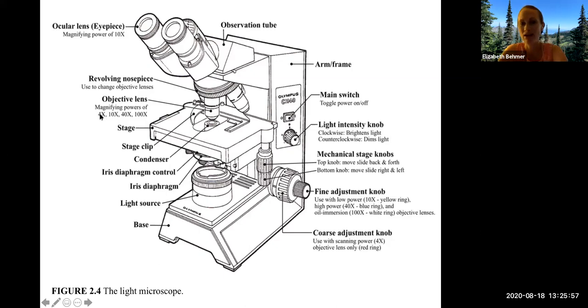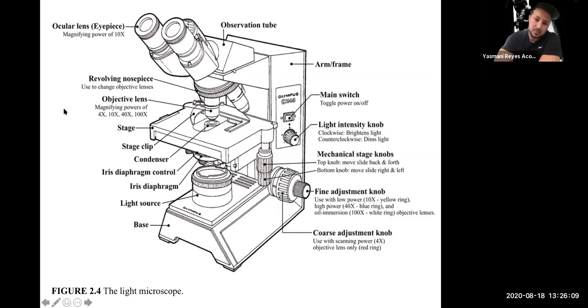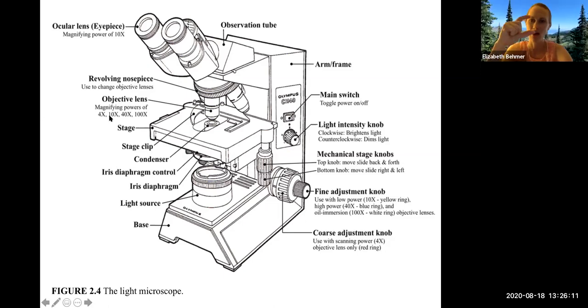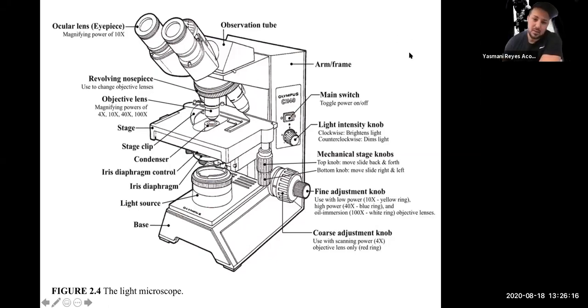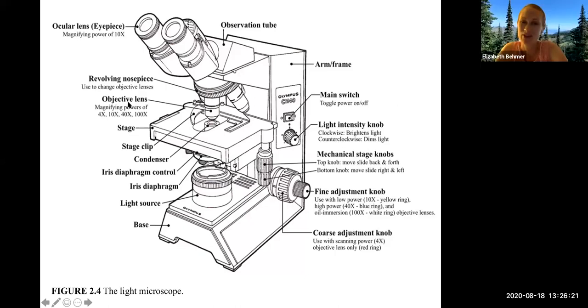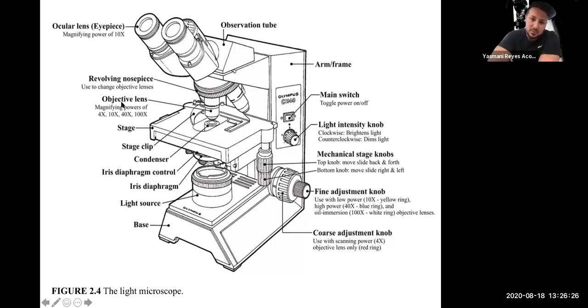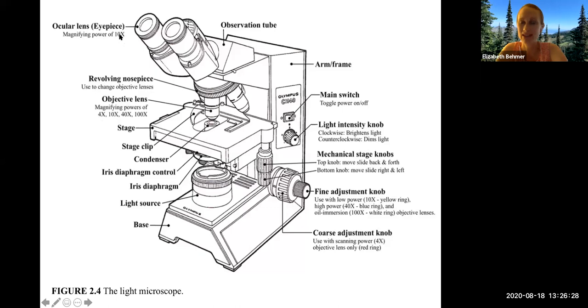And they correspond to magnifying what you're looking at 4 times closer, 10 times closer, 40 times closer, and 100 times closer. Usually the shortest objective lens corresponds to the 4 times, and as they get longer in length, they get higher power. That's times the 10 of your initial eyepiece. So to get the total of what you're looking at, you multiply 4 times the 10 that you're initially looking at through the ocular lens.